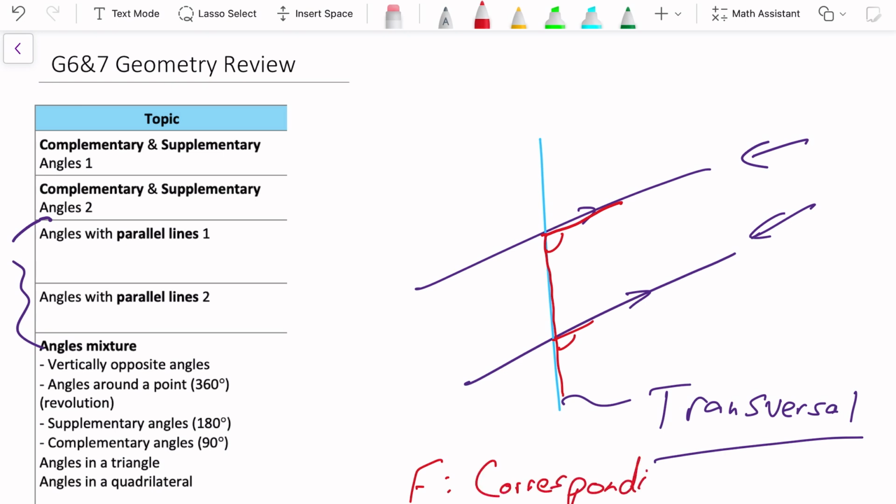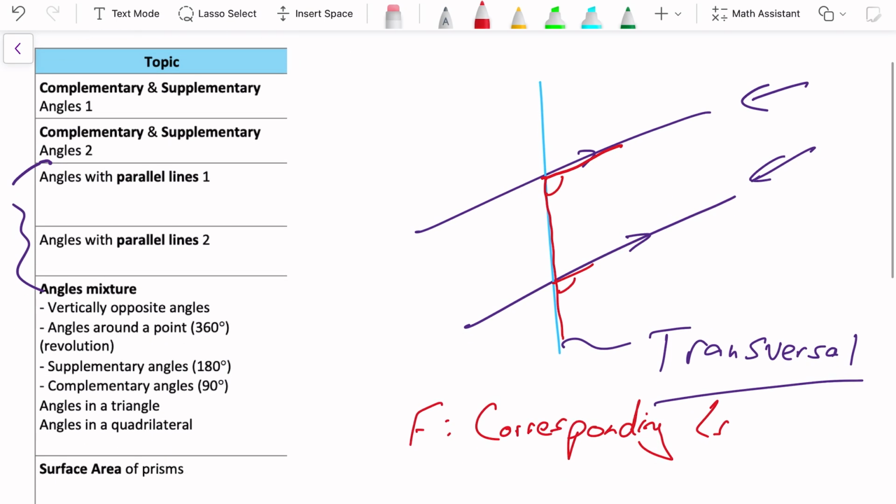corresponding angles. Right, can you remember what other shapes we look for? We can see a Z shape. Okay, it could also be the other way around. So Z shape, you get these angles here, which are equal. And those are called alternate interior angles.